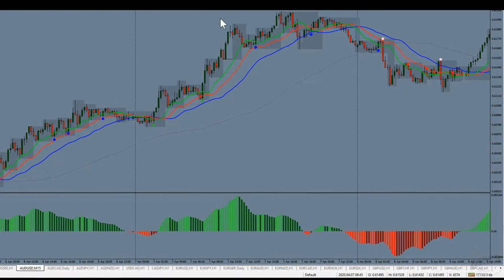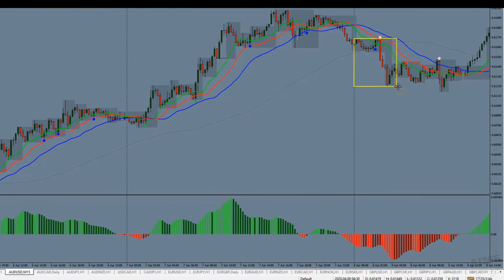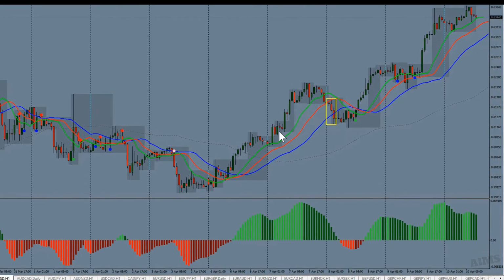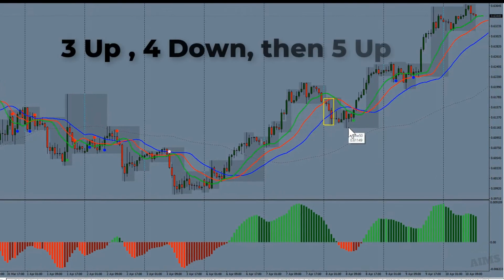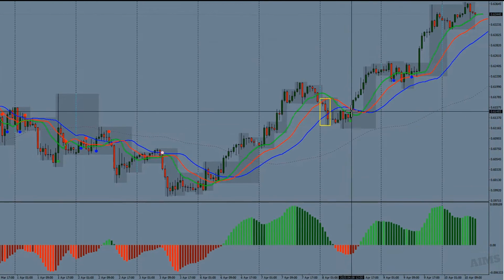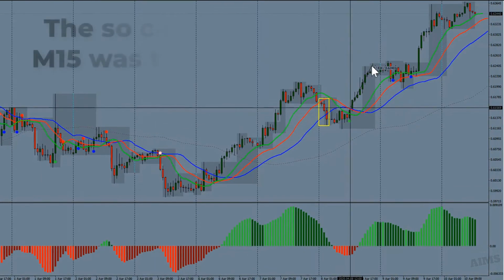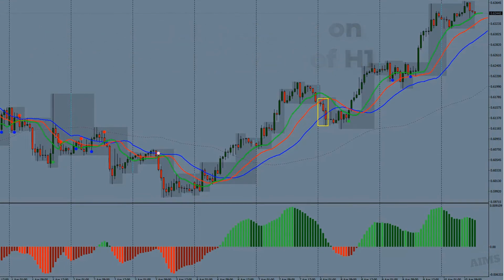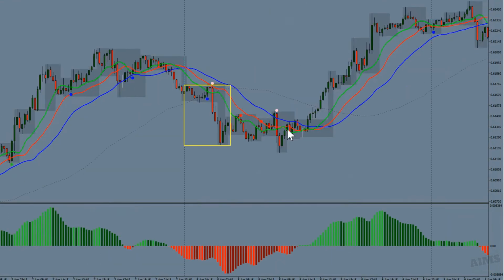So let's go to the hourly chart. I'm just going to put a box here. So if you look at the hourly chart, it was a strong 3 up and this was a corrective wave 4. That same day later on, the wave 5 happened. And the next day, it did not move. Let's go to the M15 again.